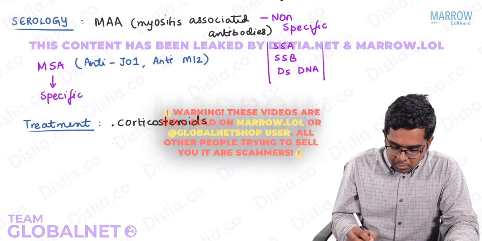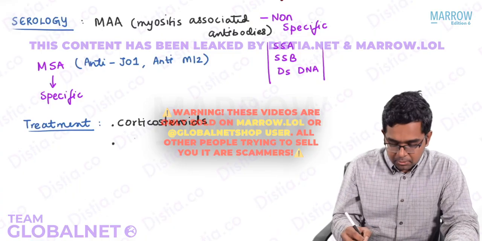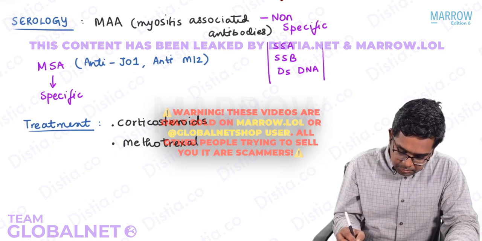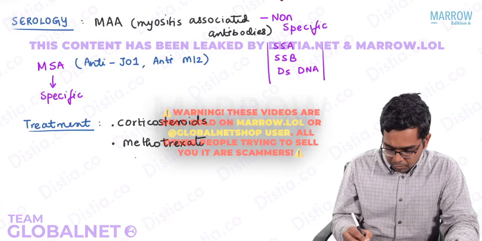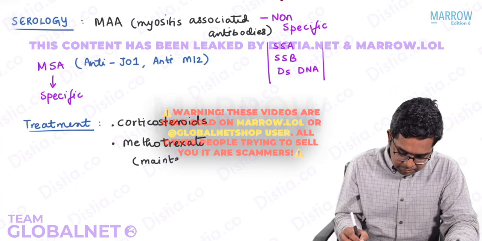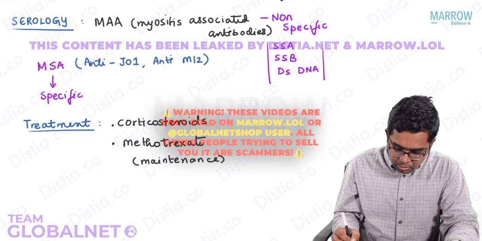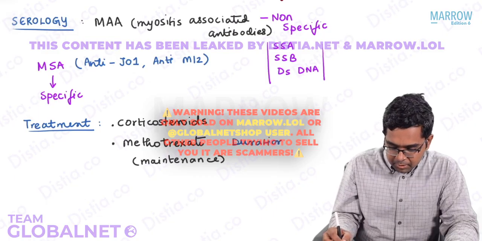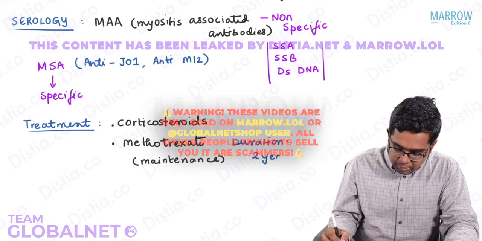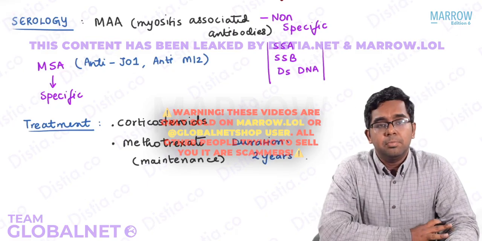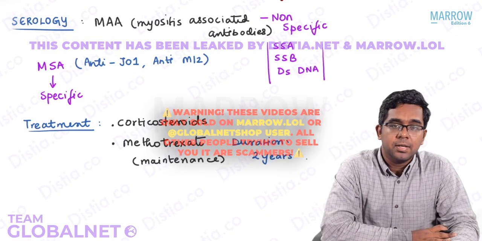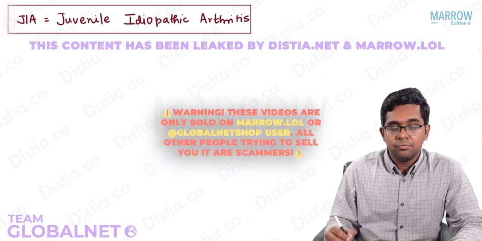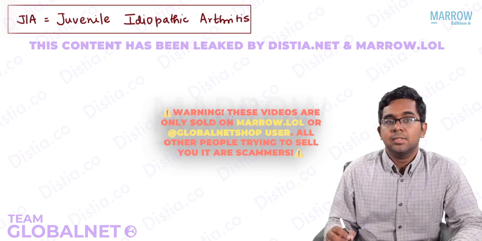Okay, and the long-term treatment would be in the form of something called as methotrexate. Now this methotrexate is for a long-term treatment, or what we call it as a maintenance treatment. And please remember, to bring the disease under control, the usual duration of this maintenance treatment is for around 2 years. On an average, it is 2 years. So those are the important points regarding the first rheumatological disorder of juvenile dermatomyositis. The next condition is called as juvenile idiopathic arthritis, which is a condition characterized by the development of arthritis.